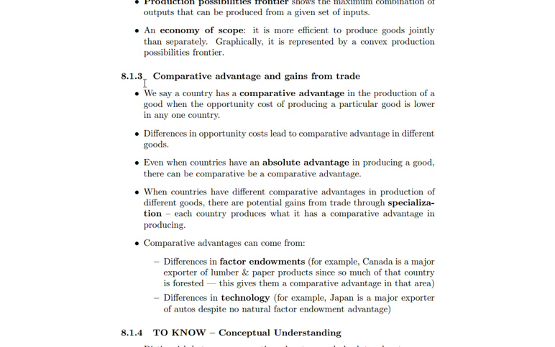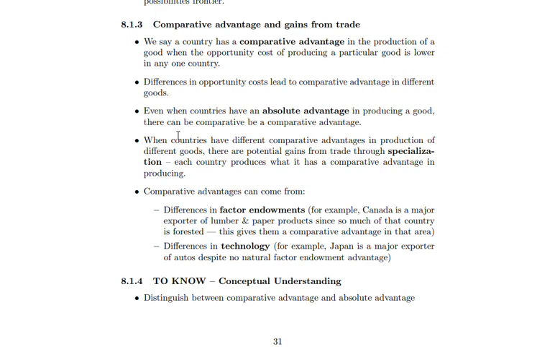The comparative advantage and the gains from trade. We say a country has a comparative advantage in the production of a good when the opportunity cost of producing a particular good is lower than in any other country. Differences in opportunity cost lead to comparative advantage in different goods. Even when countries have an absolute advantage in producing a good, there can be a comparative advantage.